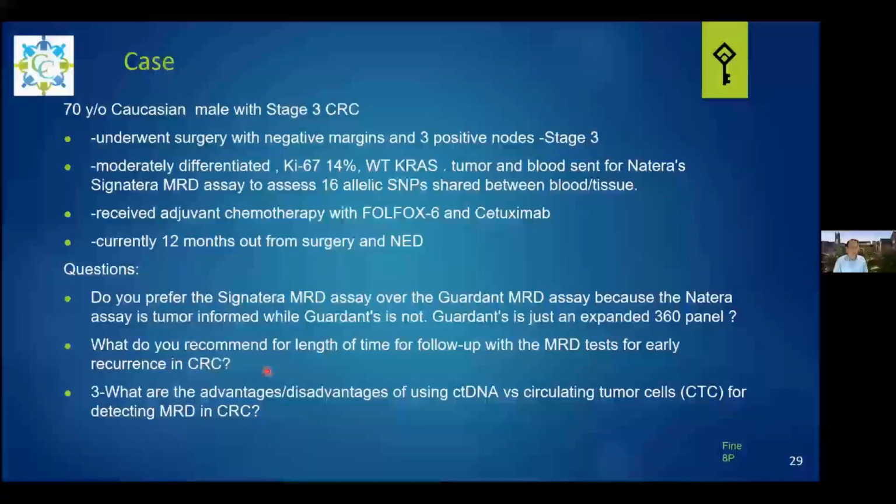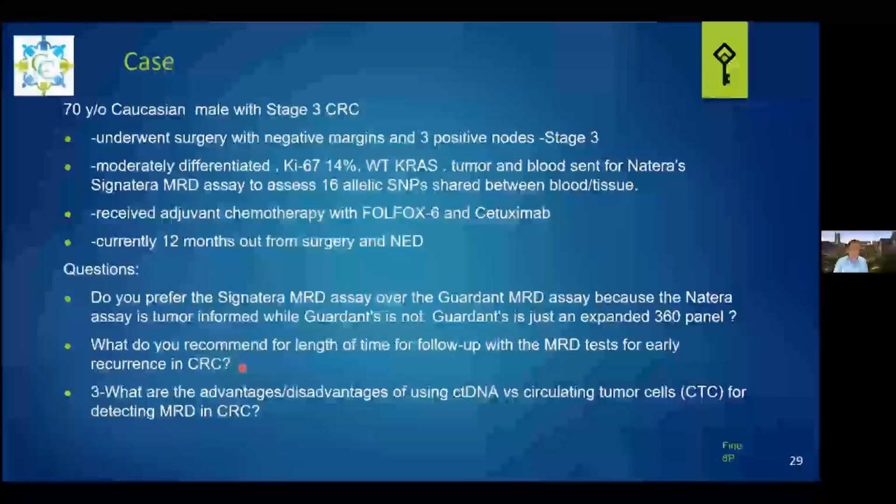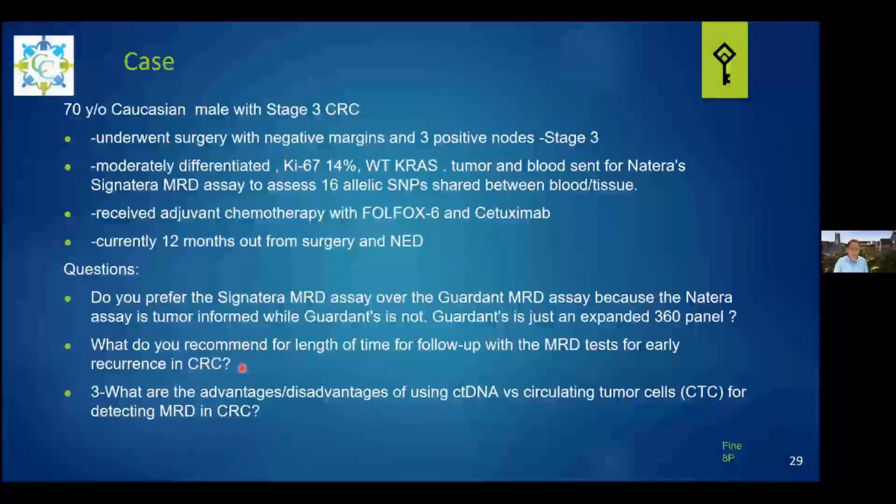And then what do we recommend for length of time for follow-up with the MRD tests? So the way the studies were done with the tumor-informed assay from Signatera, it was 3 years of follow-up. But I can tell you in my practice that my patients who are negative really love getting great news. So they want to keep going well past 3 years. So, I can understand why they'd feel that way.